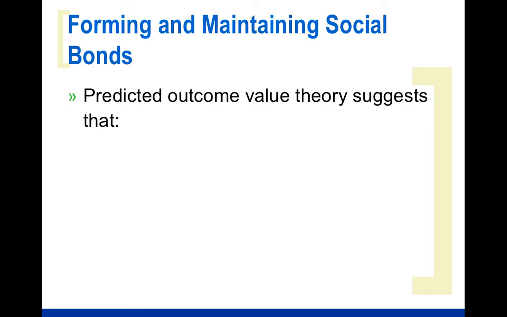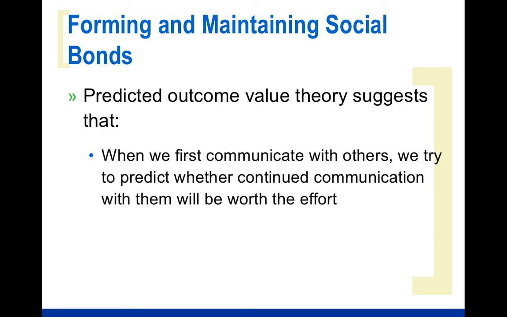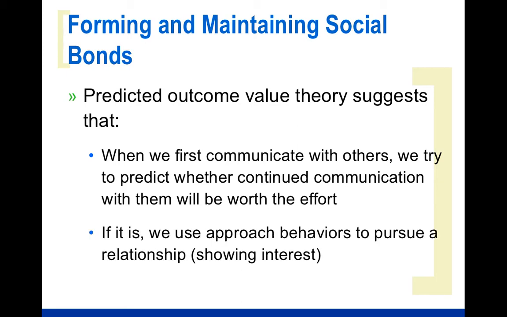So predicted outcome value theory suggests a variety of things, but what it basically gets at is that when we first talk with somebody, that's going to say a lot in terms of whether we're going to invest in future communication. We try to predict whether continued communication with them will be worth the effort. So we first meet somebody and we subconsciously assess, all right, is it worth my time talking with this person? Is it worth my time trying to interact with this person and getting to know them more? And it really says a lot in terms of what we want to do.